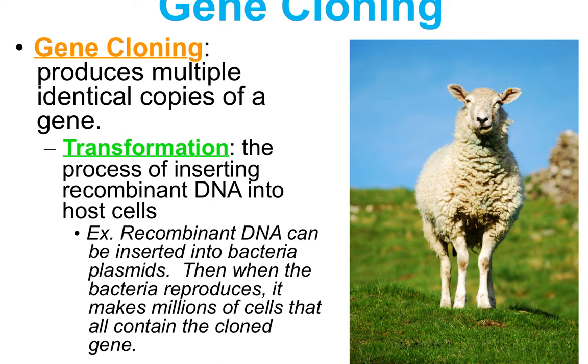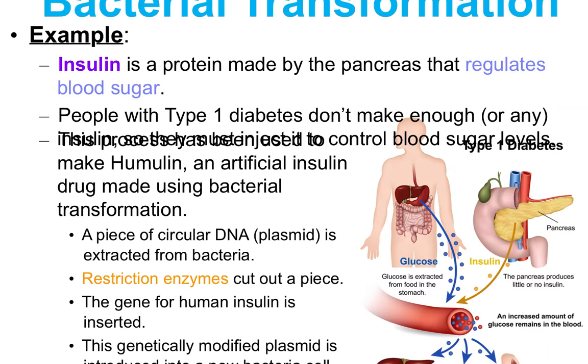And then when the bacteria reproduces like normal, it makes millions and millions of this cloned gene. So we can take one bacteria cell, insert a piece of recombinant DNA, and then get that bacteria cell to reproduce itself, because bacteria grow and reproduce, and it'll make lots and lots of copies of that exact same gene just through its normal replication process. It's particularly useful when it comes to making insulin.